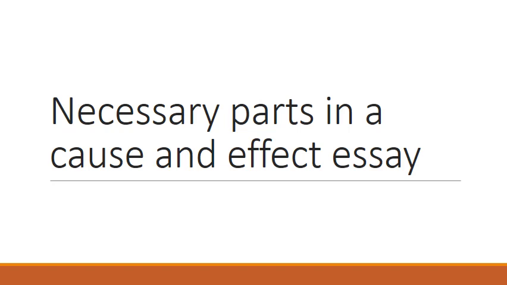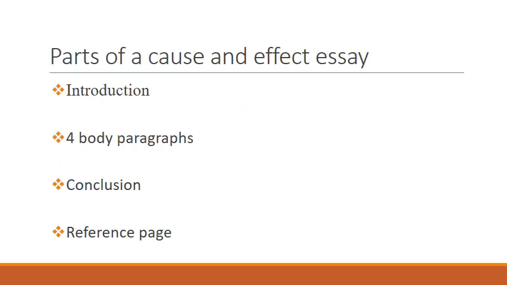So let's start. Like any academic paper, a cause and effect essay consists of 4 parts. The first one is the introduction, which is in this essay only one paragraph. The second part is the body paragraphs, which can range from 3 paragraphs to any number of paragraphs. The third part is the conclusion, which is only one paragraph, and the fourth is the reference page.